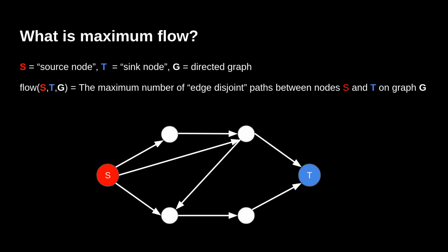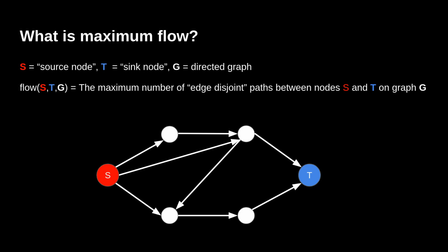We consider the maximum flow of a given directed graph between two special nodes called the source and the sink, sometimes referred to as S and T, as the maximum number of edge disjoint paths between nodes S and T on our given graph. Specifically, this is the maximum number of paths that you could take from S to T while only using each edge at most one time.